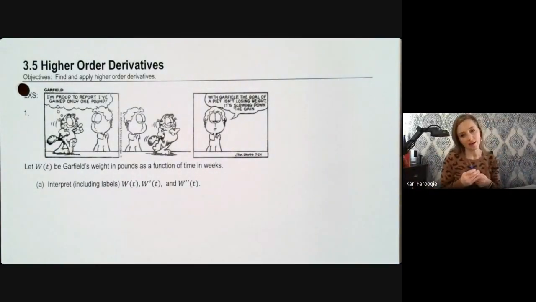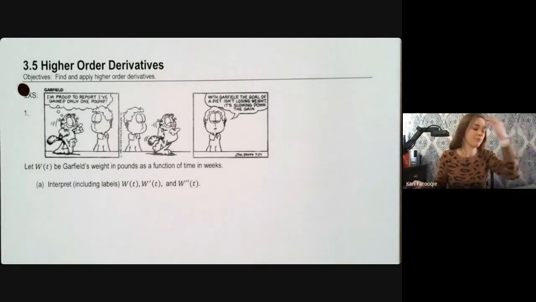Section 3.5, higher order derivatives. So we're going to be taking derivatives of derivatives today. So just taking a derivative and then taking the derivative of that function. Sort of self-explanatory in and of itself. What's more important here is that we understand the concept of what a second derivative represents. So today we're going to find and apply higher order derivatives.